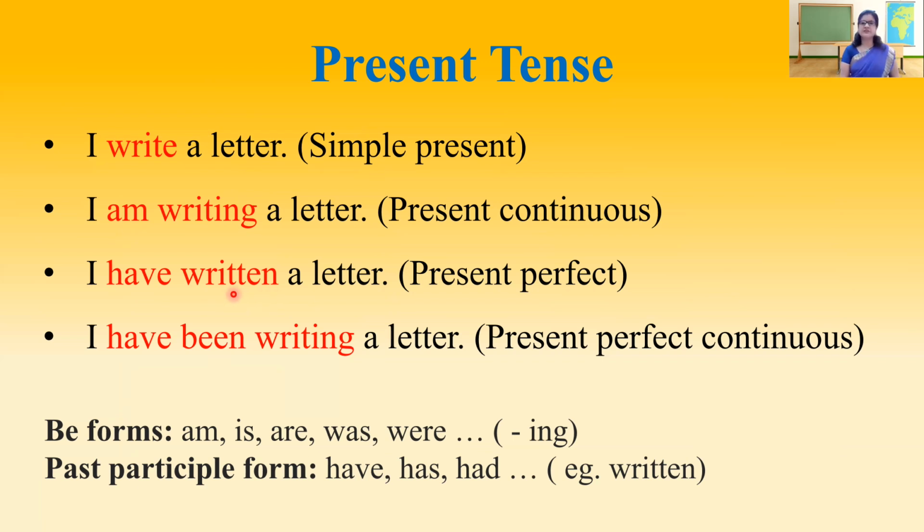Catch, caught, caught. She had caught. Feel, felt, felt. Give, gave, given. She has given me. So the past participle form of the verb should be used with the present forms have, has, had. Speak, spoke, spoken.